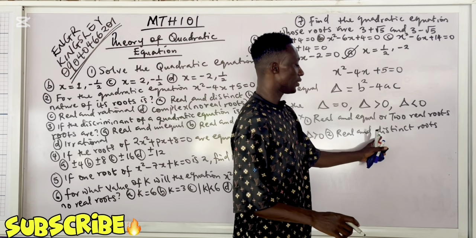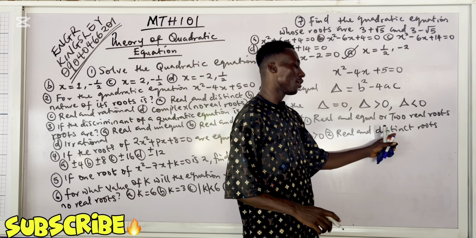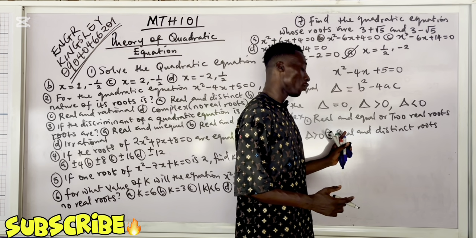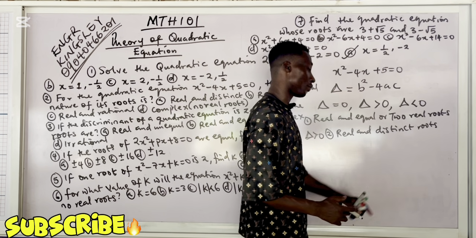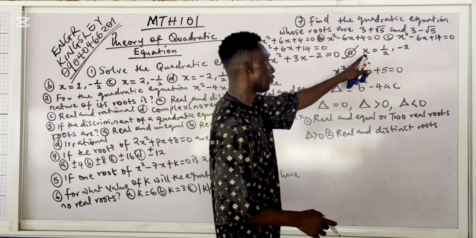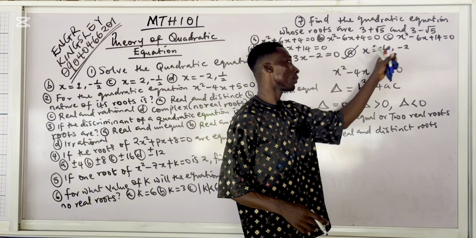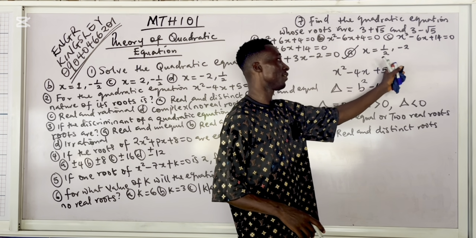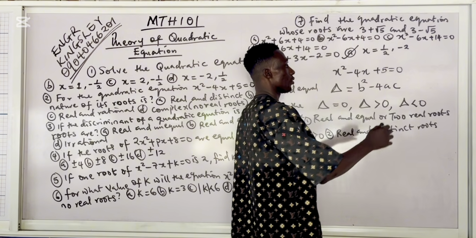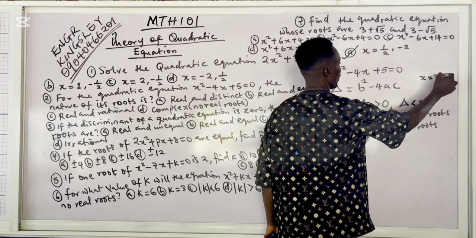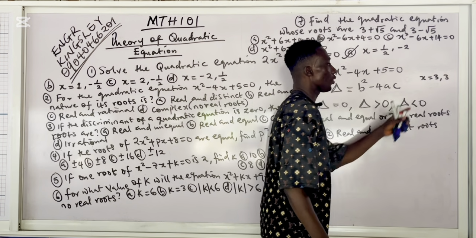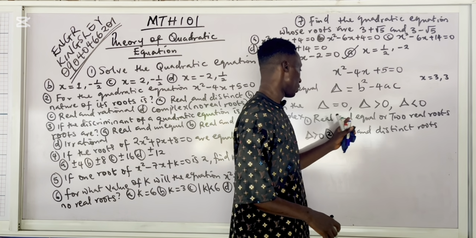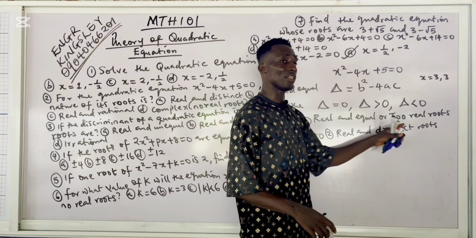Real and distinct. The meaning of distinct is different. For something to be distinct, the roots are different. Both of the solutions will be real, but they will be different solutions. Just like the previous example we saw, where we got 1 over 2 and minus 2. We have both of them to be real, but they are distinct. They are different. But in a system where you have x equal to 3 and 3, both of them are real and they are the same roots. So that is the case of the first one. The case of the second one is that it's real and different roots.